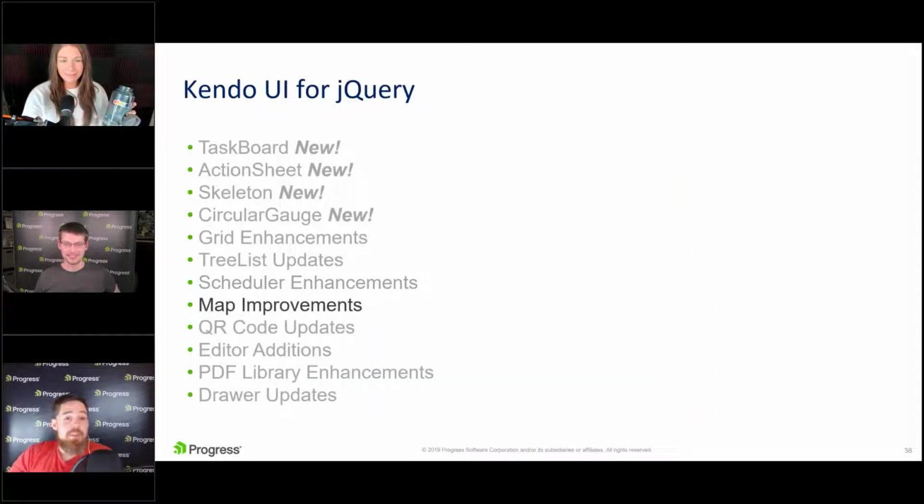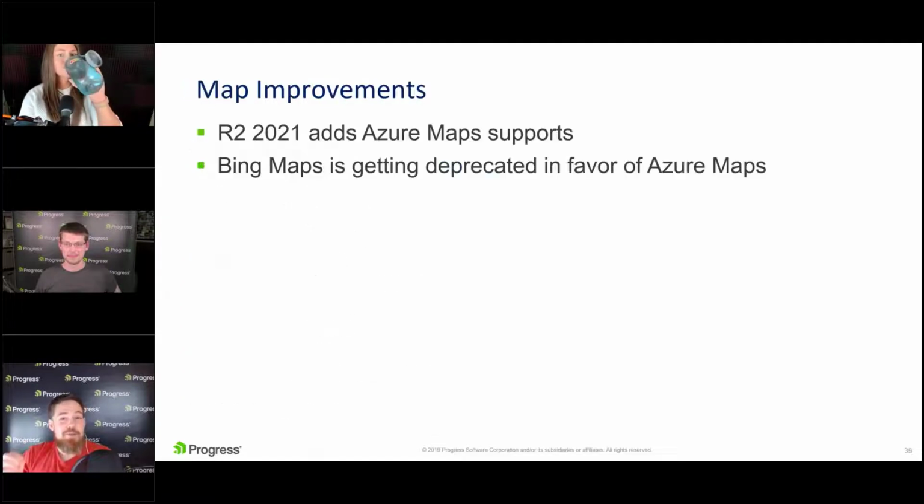All right, map improvements. I don't have a great demo for this. What I'm going to just say here is that with R2 2021, we added Azure Maps support within the KendoUI map component because Bing Maps, RIP, is now getting deprecated in favor of Azure Maps.